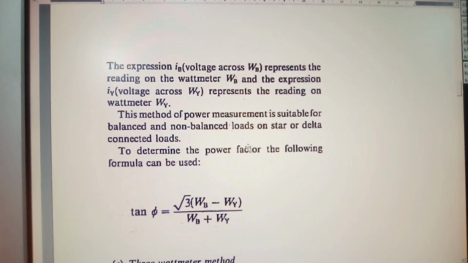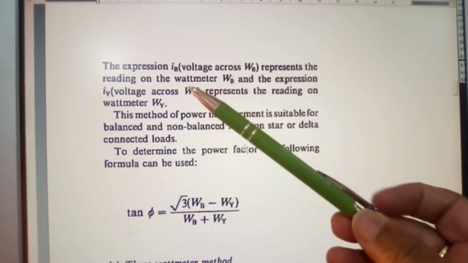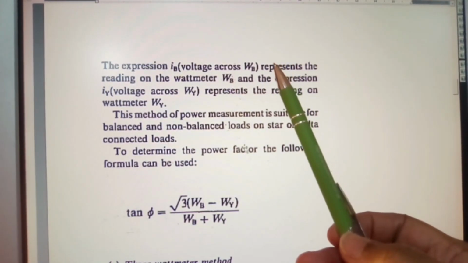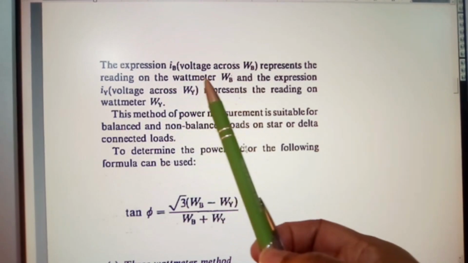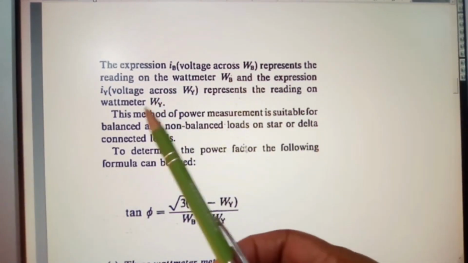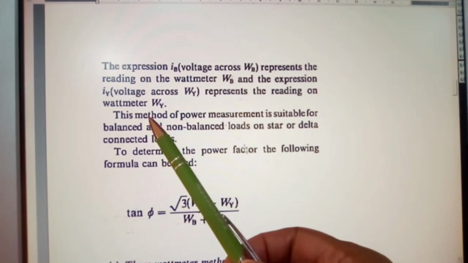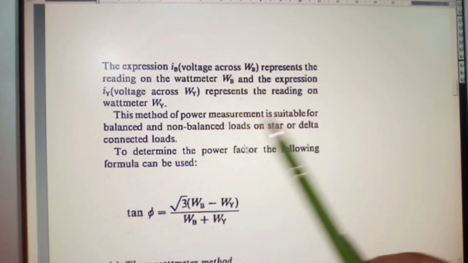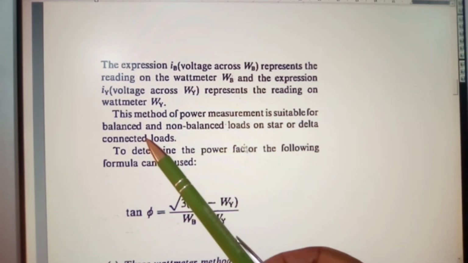Now here we have the expression IB times voltage across WB, which represents the reading on the wattmeter WB, and the expression IY times voltage across WY, which represents the reading on wattmeter WY. This method of power measurement is suitable for balanced and non-balanced loads on star or delta connected loads.